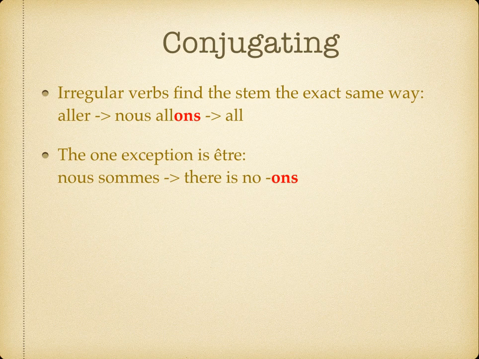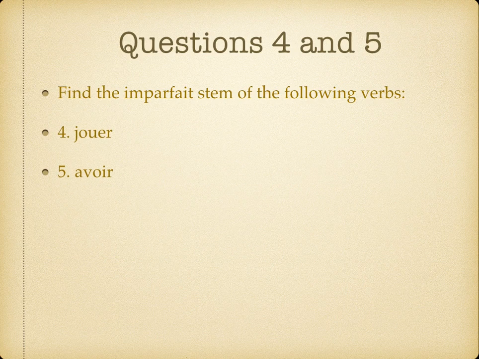Être is the only verb in the entire French language that the nous form does not end in an O and S. So it's the only one that has an irregular stem in the imparfait. We're going to use A, E accent aigu, T. It's the only one in the entire French language. All other French verbs, even if they conjugate irregularly, end in O and S in nous, except for être. So for questions 4 and 5, find the imparfait stem for jouer and avoir.